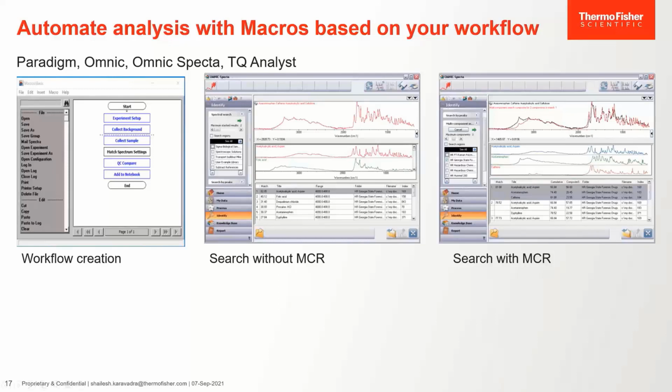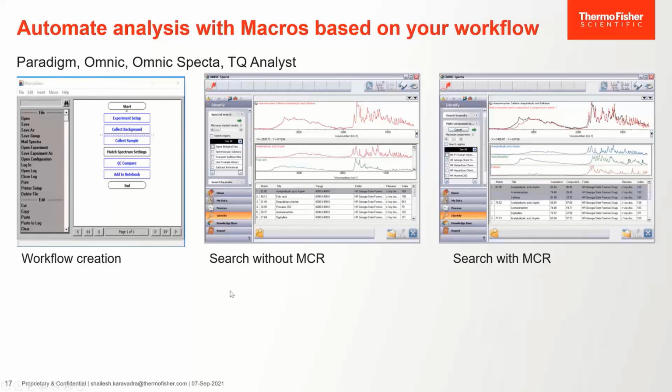In order to make this test as easy as possible, we can use Macros Basic to create a workflow. That workflow could be set up to collect a background first, collect a sample spectrum, then use the library settings to do a search, like a QC compare or an identity test, and then save the data to a secure notebook, for example. So Macros Basic allows you to create your own workflow as shown here.